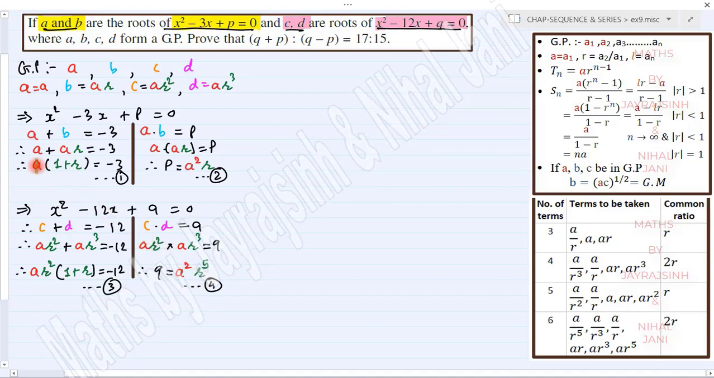Now, to get the value of a and r, we have to solve equation number 1 and 3.